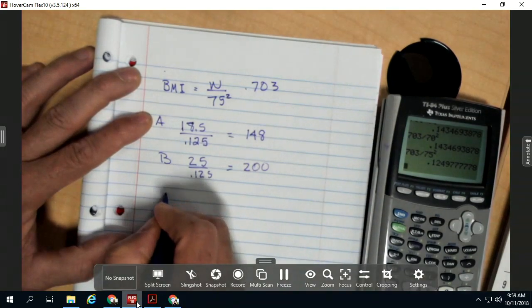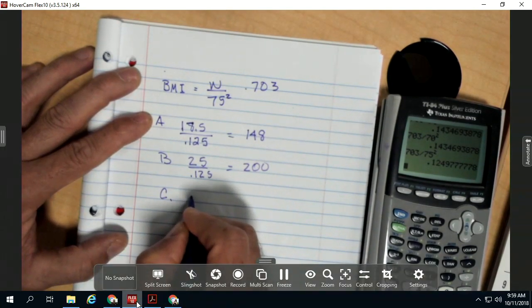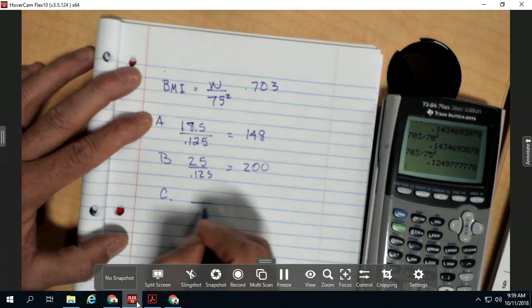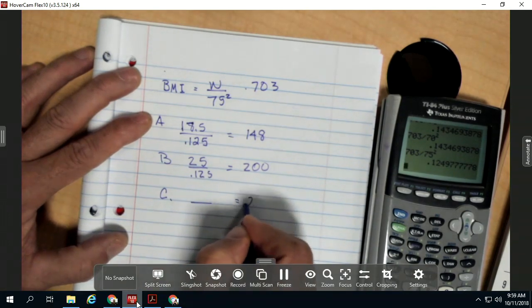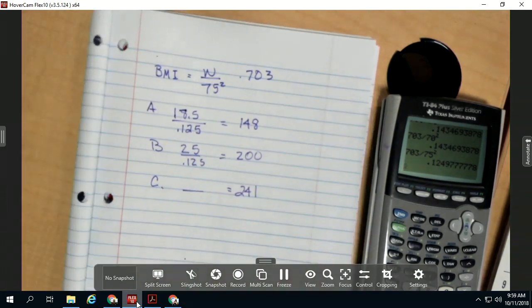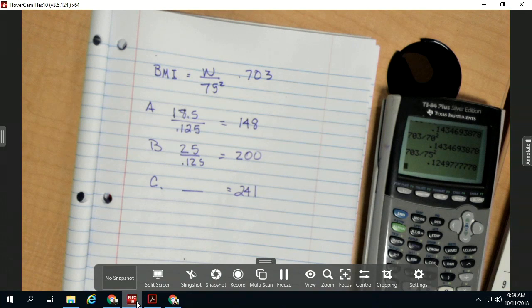And then what did you get for C, Bailey? 241 pounds. Okay, now mathematically, how can you tell these numbers make sense? Because as the BMI gets bigger, the weight gets bigger. Okay, we'll take our break. When we come back, I want to spend some time on that next question. We'll come back at 5 after.